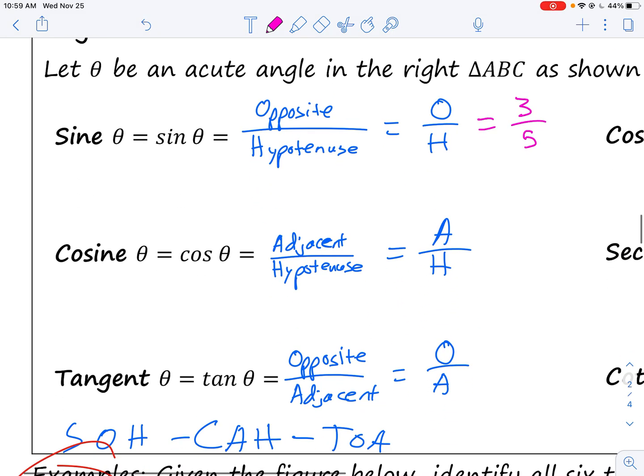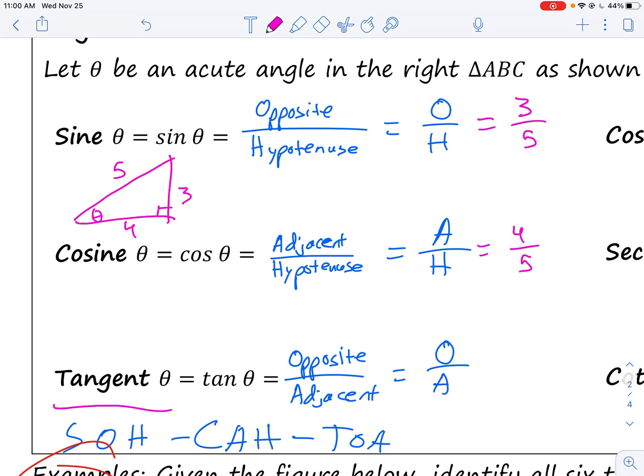And then there's cosine, similar name, but that co makes a big difference there. And the ratio is made from adjacent over hypotenuse. I'm just going to quickly redraw my triangle here, so I don't have to keep scrolling over to the big one. And here's my theta. So if my angle is here, the adjacent side is 4, and my hypotenuse is 5. So this ratio would come out to be 4/5.